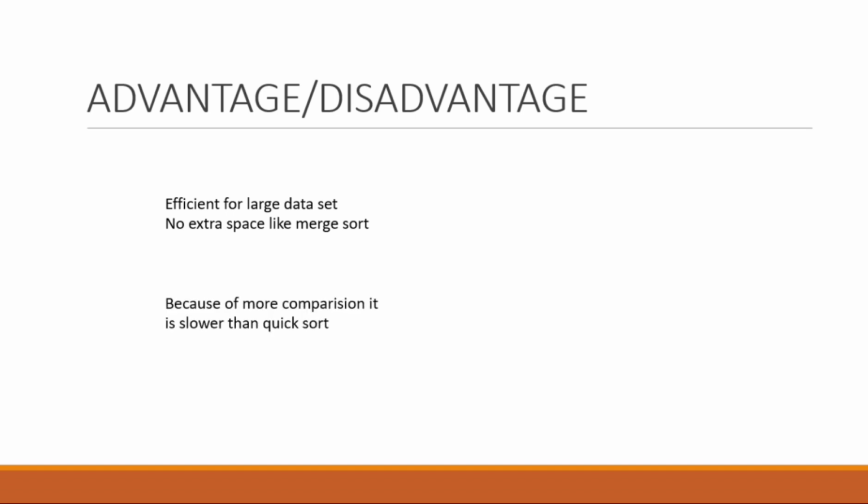Now let's discuss the advantages and disadvantages of heap sort. Advantages are it is efficient for large data sets and no extra space like merge sort is required in this algorithm. Now let's discuss the disadvantages. It is complex because of more comparisons, and it is much slower than quick sort.